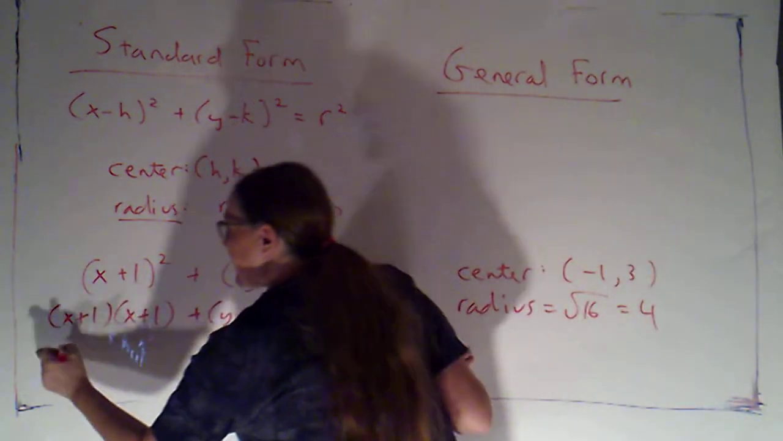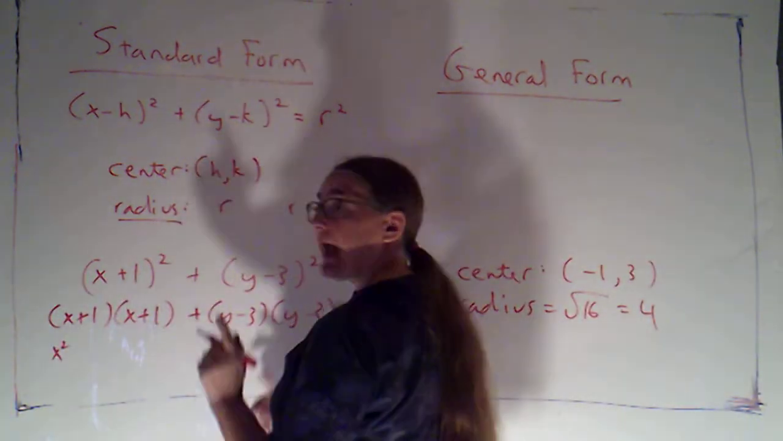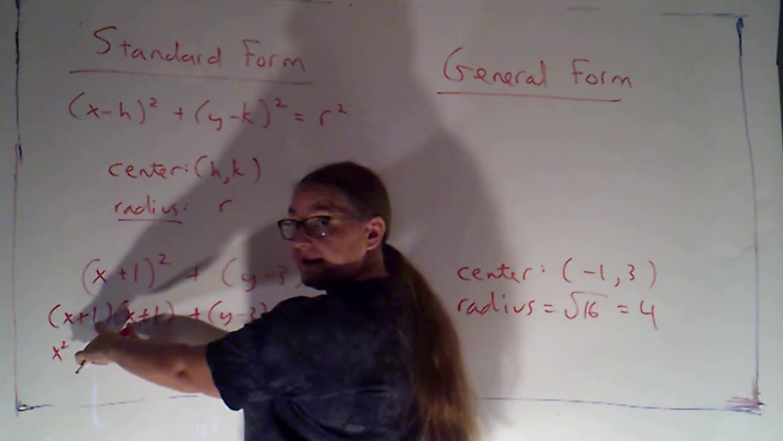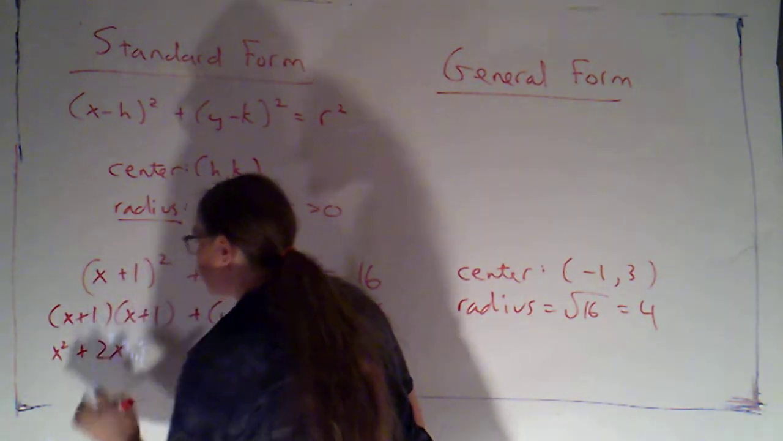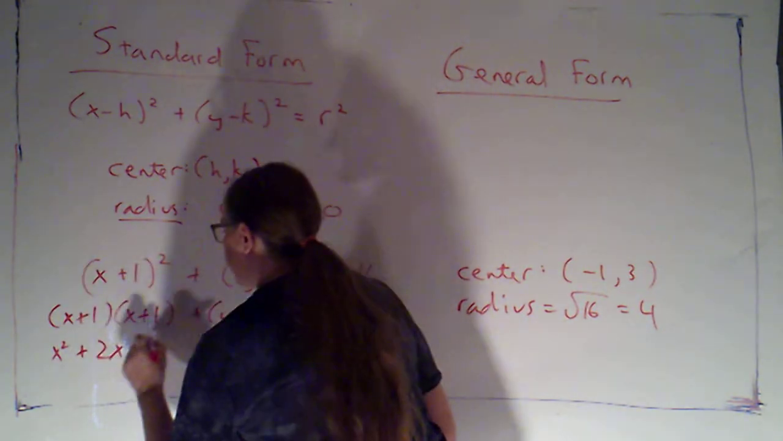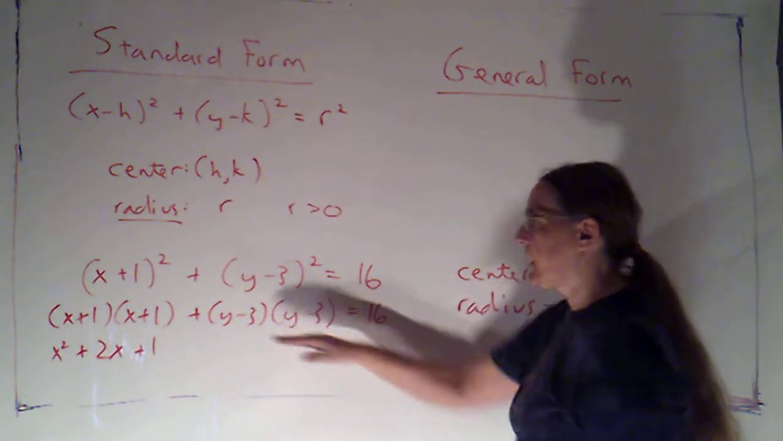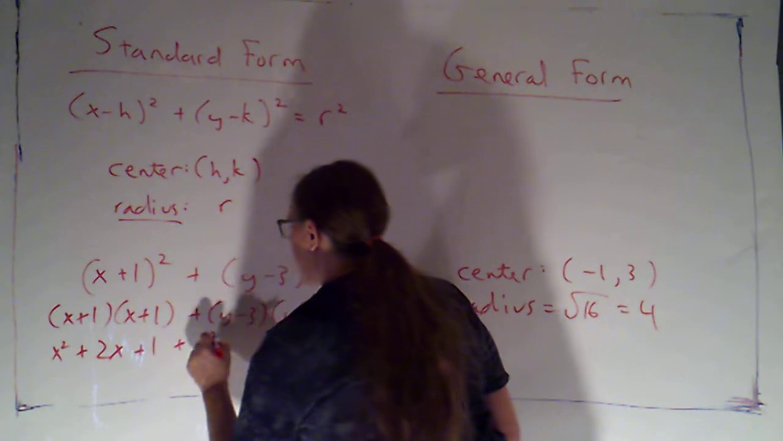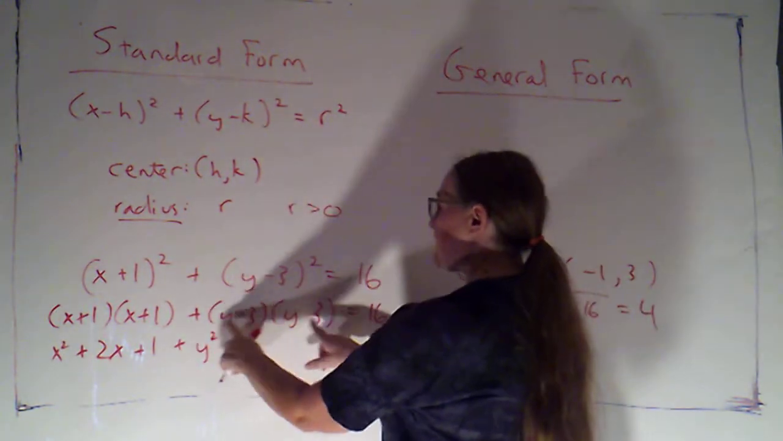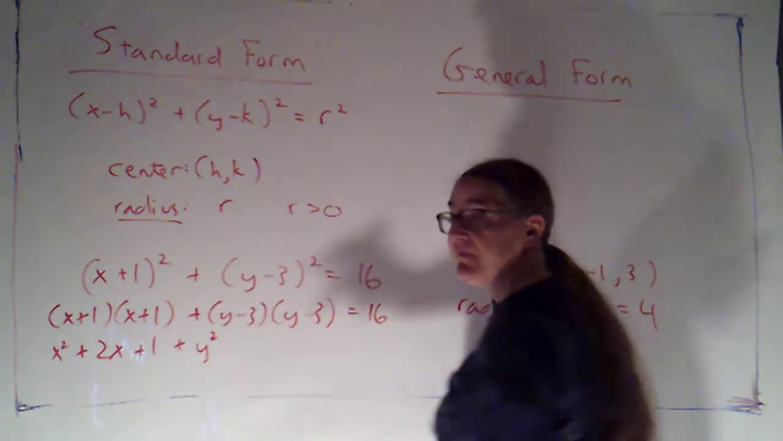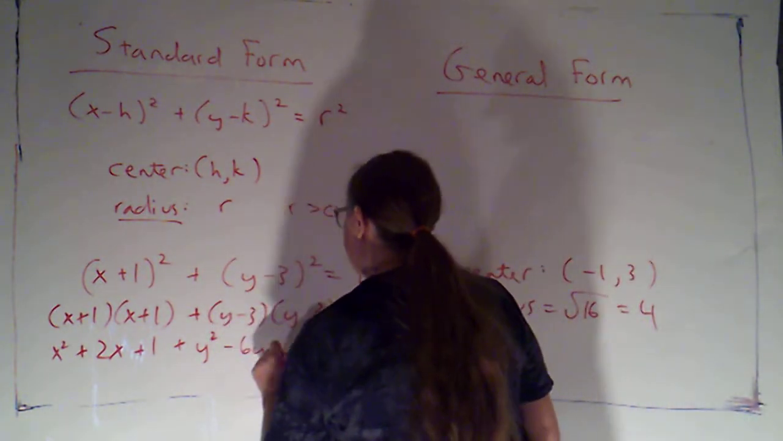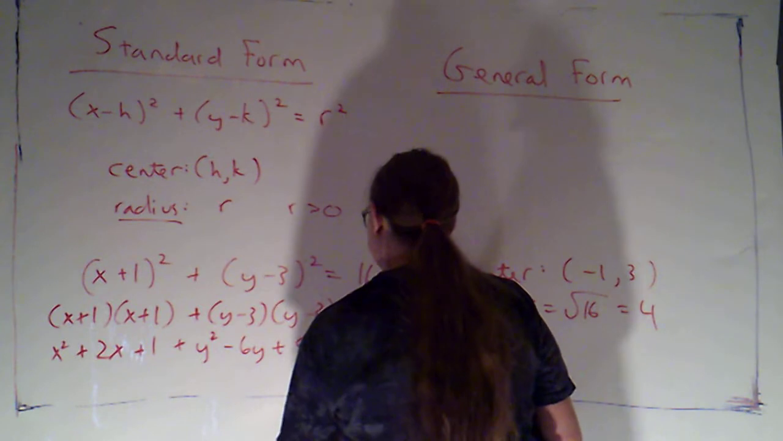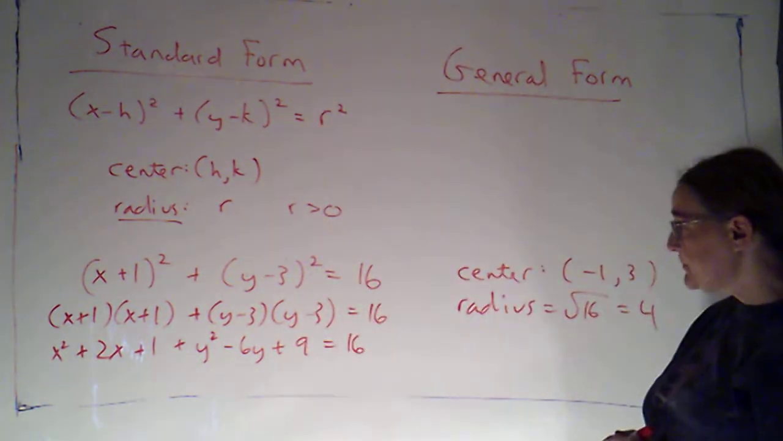So if I FOIL this out, I'm going to get x². Outsides and insides each give me one copy of x, so that's plus 2x. And then the last terms give me a plus 1. When I FOIL this out, my first terms are y². Outsides and insides each give me −3y, so that's a total of −6y. And then plus 9 equals 16.